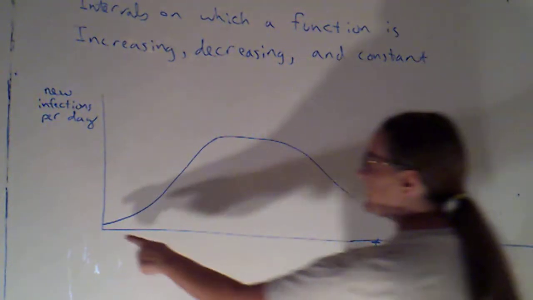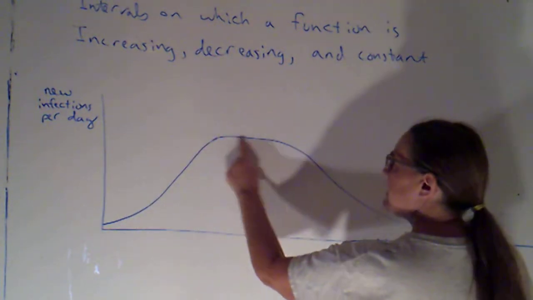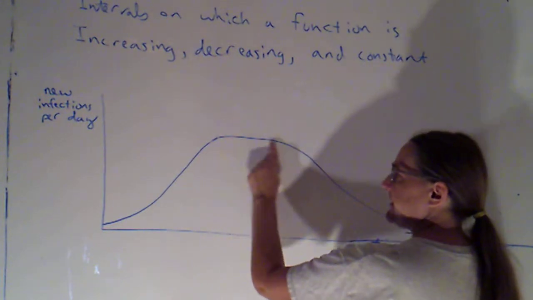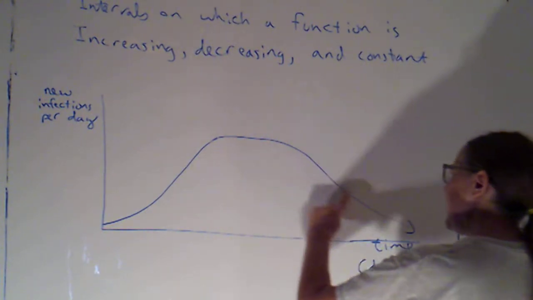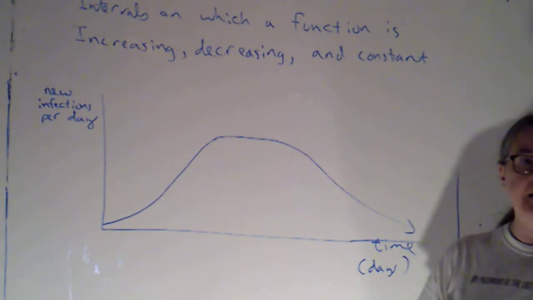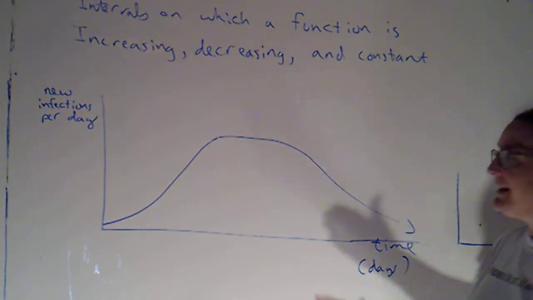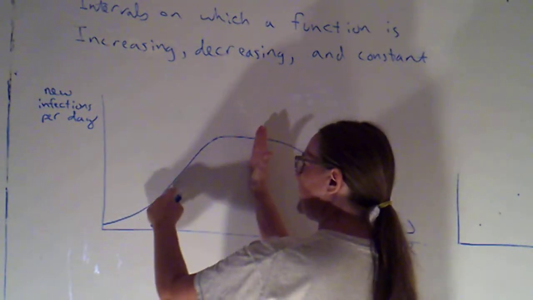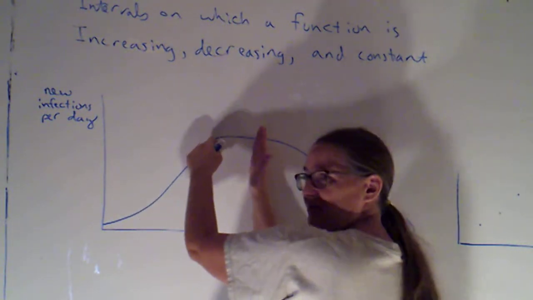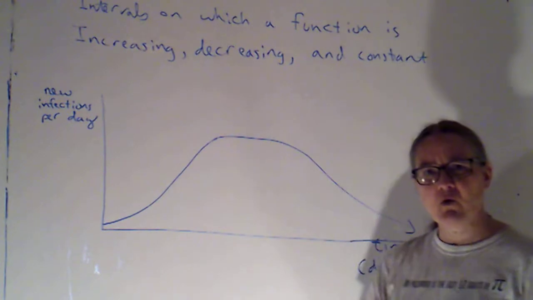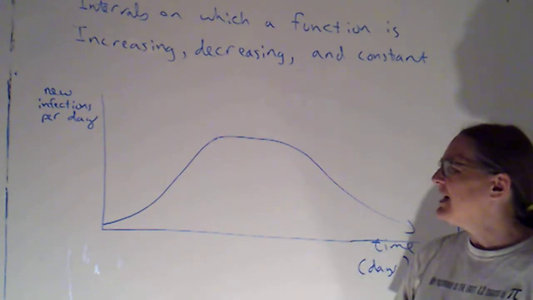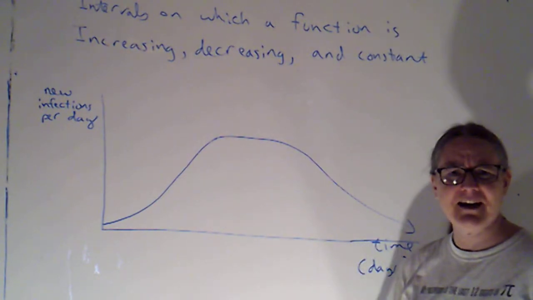Okay, so we're increasing here. Assuming this is actually completely flat on the top, we'd be constant here and then decreasing here. And you hear a lot of talk on the news about leveling the curve, getting to the point where here the number of new infections per day is increasing. So not only are more and more people getting infected, but they're getting infected at a faster rate.